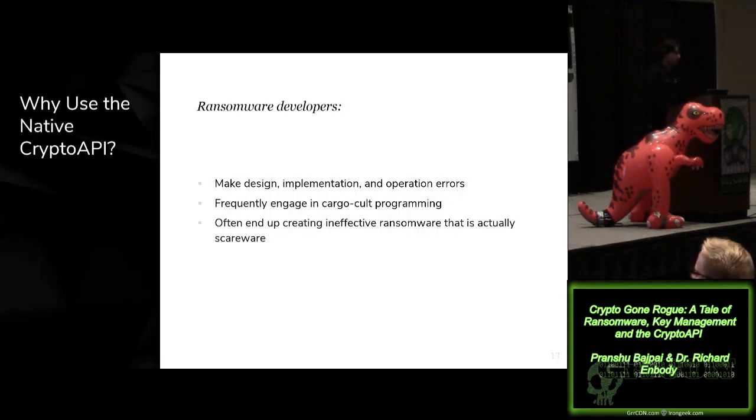So why use the native CryptoAPI? The simple answer to this is that it's easy for them to do this. There's more of a likelihood to make a mistake if you're trying to implement all of this functionality yourself in your ransomware, and they make mistakes all the time, like I've stated previously. So they want to be using the native CryptoAPI. It makes things easier for them.